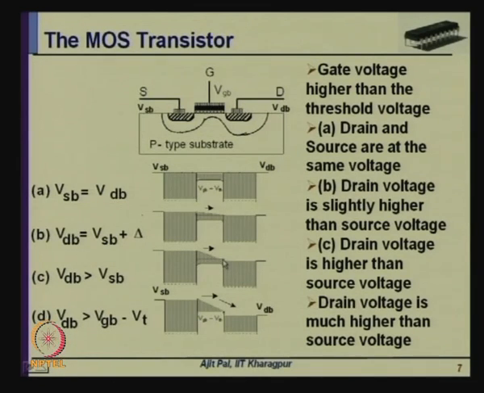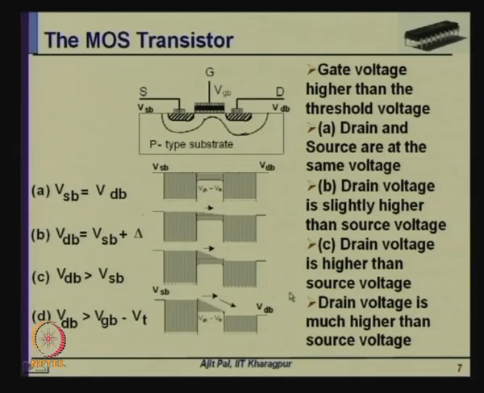It is more than the threshold, almost VDB is equal to VSB plus VGB minus VT. And at this point, as you can see, this drain voltage is much higher than this, I mean VDB is greater than VGB minus VT. So, in this case you can see the slope has not changed; between these two the slopes are the same. So, no further increase in current takes place.